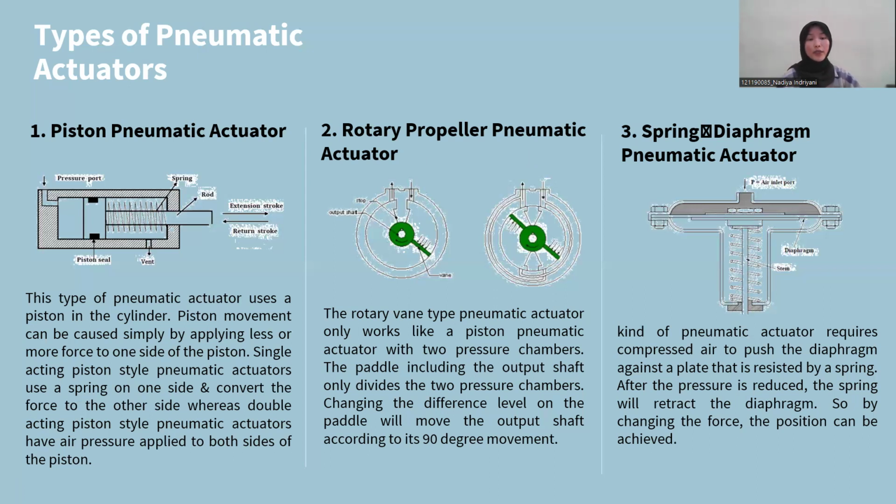The third, spring diaphragm pneumatic actuator. This type of pneumatic actuator requires compressed air to push the diaphragm against a plate that is resisted by a spring. After the pressure is reduced, the spring will retake the diaphragm. So by changing the force, the position can be achieved.